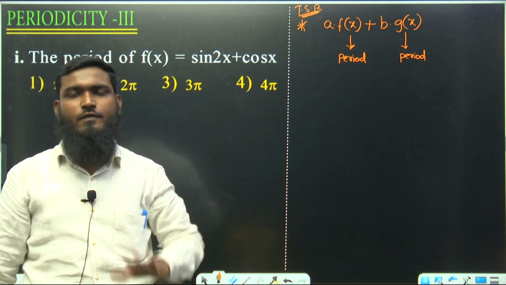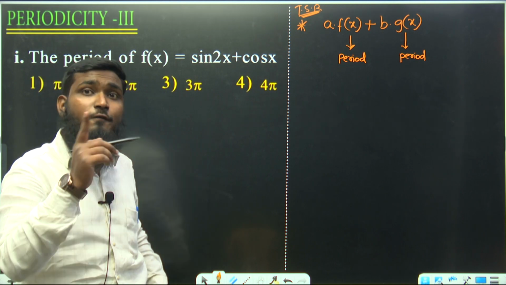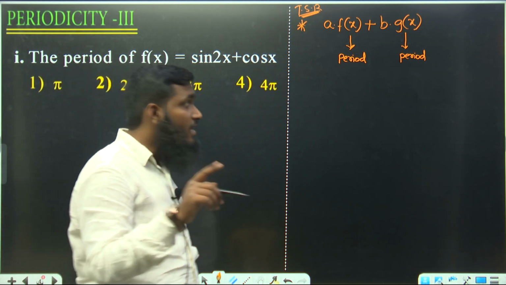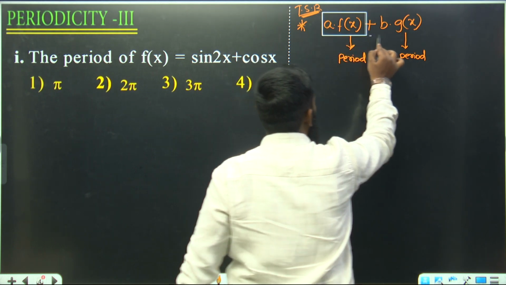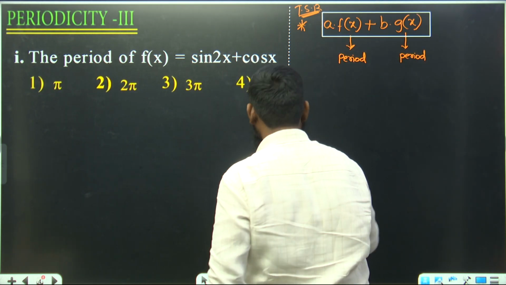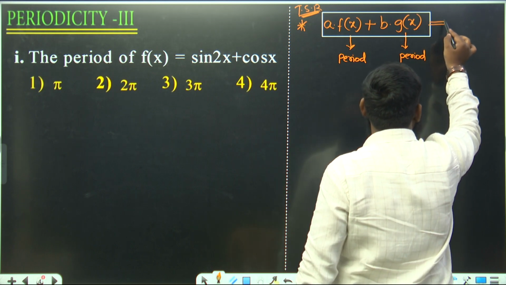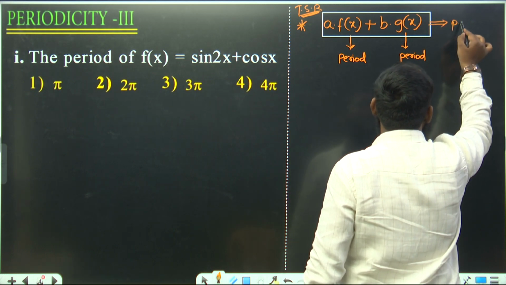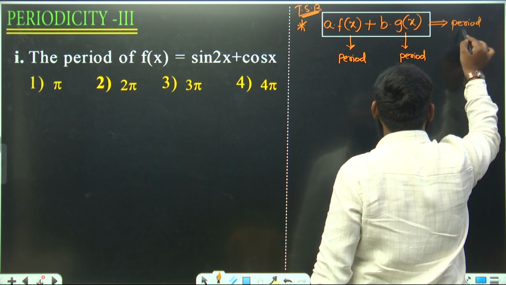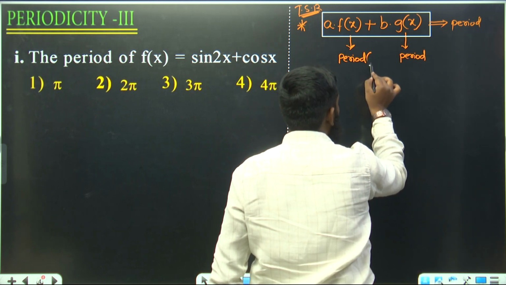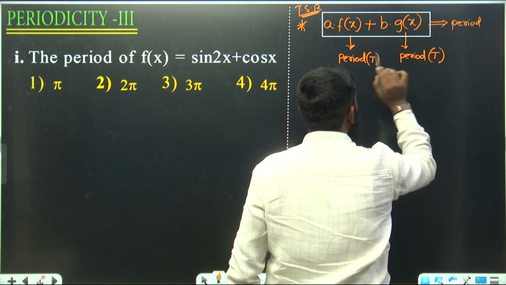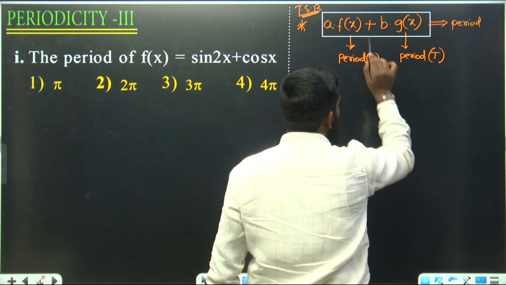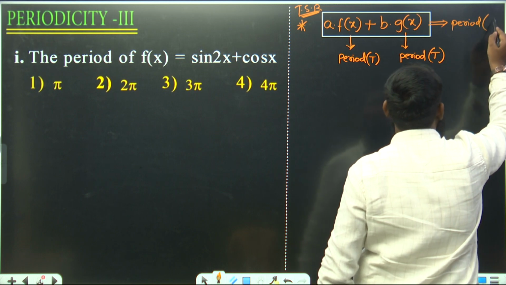For all those functions you have to find out the period. After finding the period for all the functions, if it is the same, then the period for the complete question will be the same. Whatever answer we are getting over here, that same answer we have to write. Suppose we are getting the period as T for this function, and for this one we are getting the same period T. So for this complete question, what will be the period?